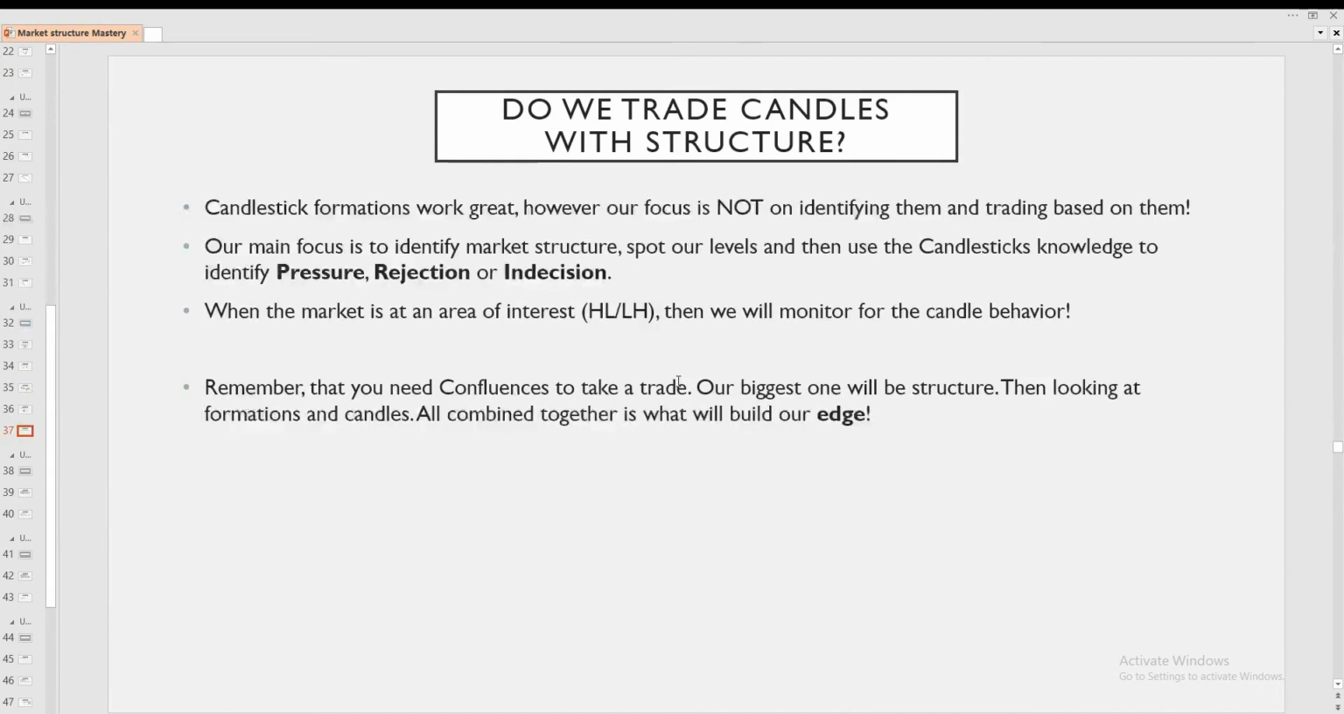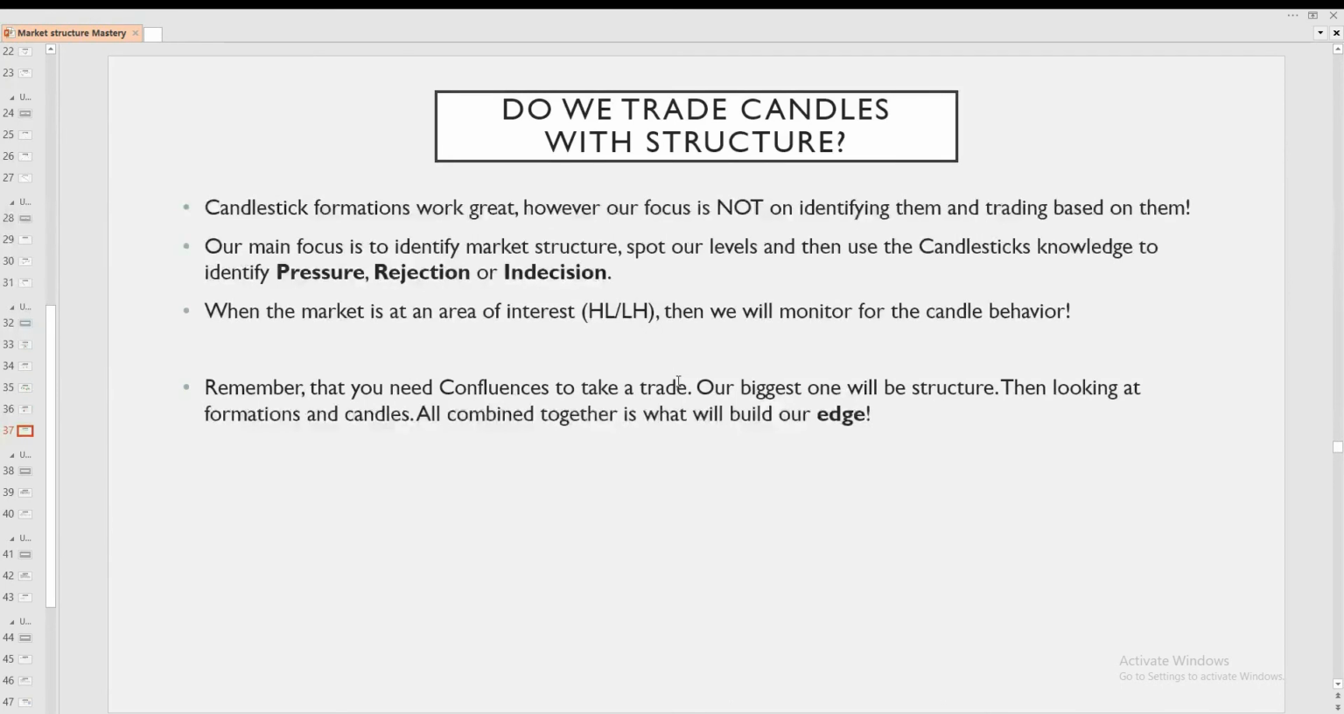Our biggest confidence will be market structure and the formations that we already learned. And then when we look at candlestick formations, this is going to combine together with everything that you learned so far, and it's going to build you an edge. But again, I repeat myself, we don't base our edge on candlesticks. It's just a nice addition and a nice value to your trading.